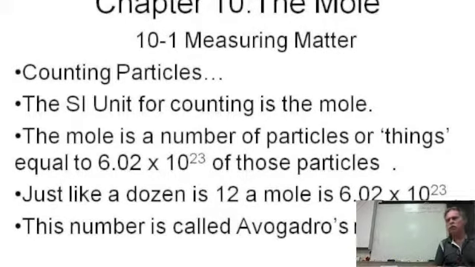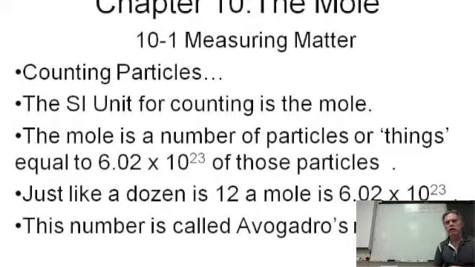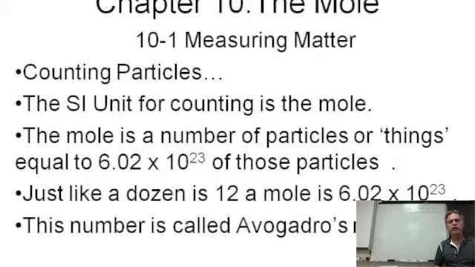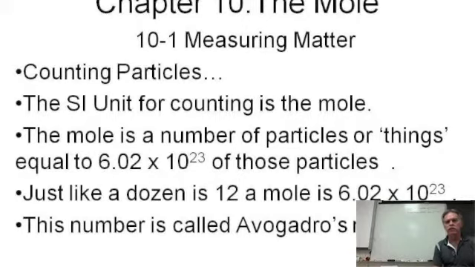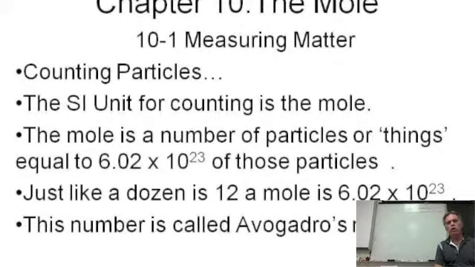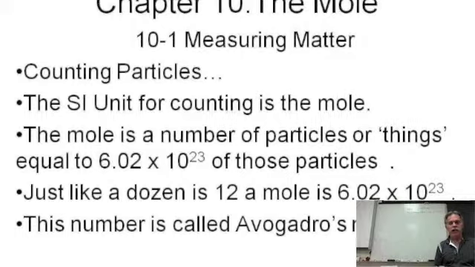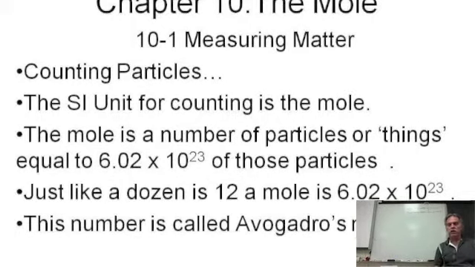We're going to introduce the mole today. This is chapter 10 in the McGraw-Hill text. And the first idea I think to get across is that the mole is really not a real difficult concept. Just like a dozen is 12, a mole is 6.02 times 10 to the 23rd. And that's a really big number, but other than that, the concepts are very similar. And you can deal with a dozen, you can deal with a mole.